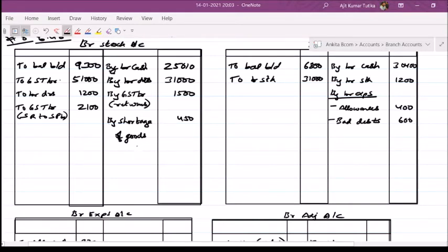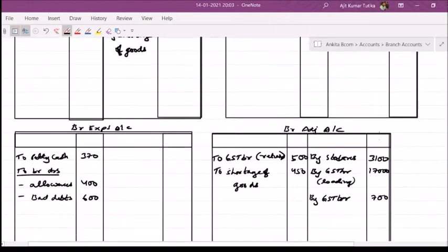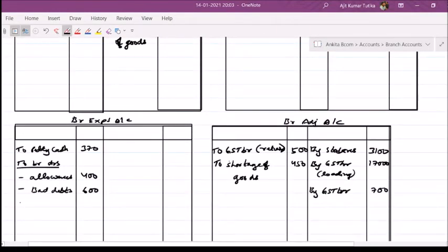Next, discount allowed to customers is 200 rupees. Now we will go to debtors account, 200 discount, and here I will write 200 discount.